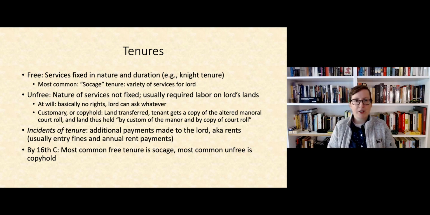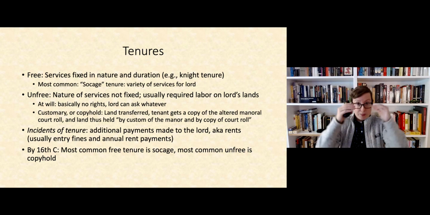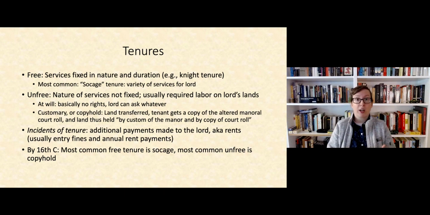In unfree tenure, the nature of the services or payments is not fixed, so it can be changed over time or at the lord's whimsy, and it usually requires some kind of literal service on the Lord's land. Okay, and below unfree there are a few additional subdivisions.